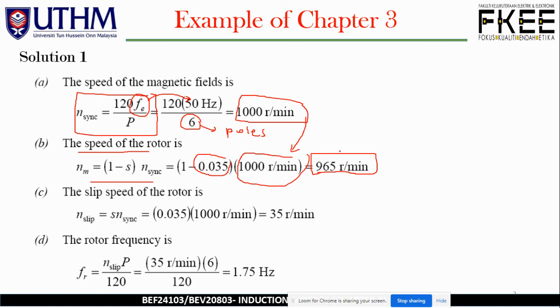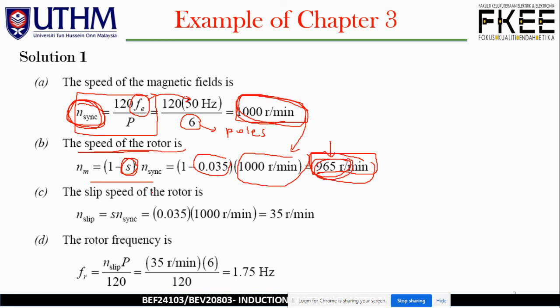You can see that the speed of the rotor is slightly lower than the synchronous speed. This is 1000 and this is 965. The magnetic field speed is theoretically the maximum speed the motor can run at. But the actual speed of the rotor, due to the slip of 3.5%, causes the motor to run slightly slower than the magnetic field speed, at 965 revolutions per minute.